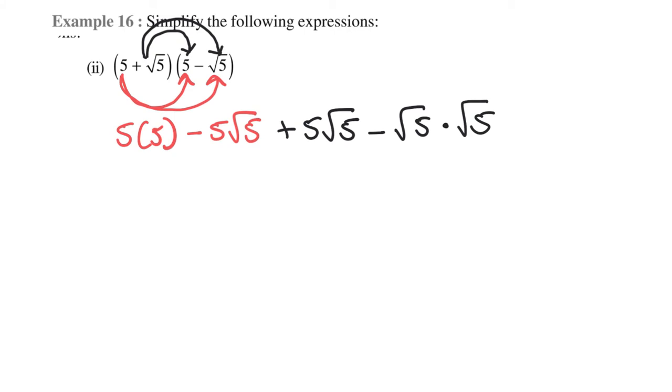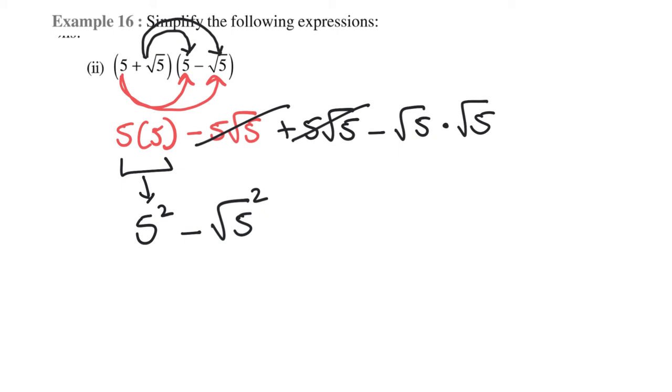Okay? Now, just one step extra to make the discovery. Let us see. Can I write 5 times 5 as 5 squared? I can. And minus 5 root 5 plus 5 root 5 is what? They both cancel and it is 0. And minus, can I write square root 5 times square root 5 as square root 5 squared? Good. Now here is the discovery. Look at this very carefully now.